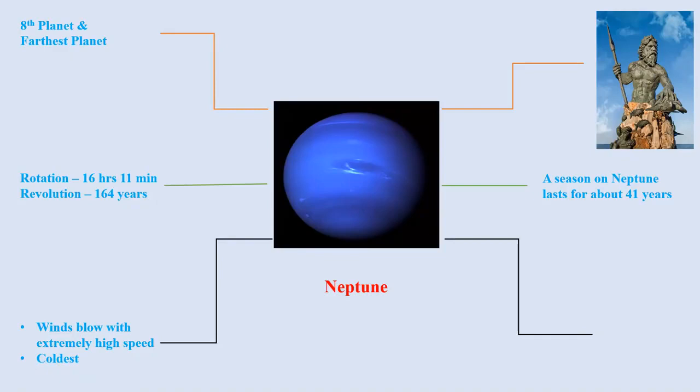The striking blue and white features of Neptune help to distinguish it from Uranus. Neptune has 14 natural satellites, the largest being Triton.